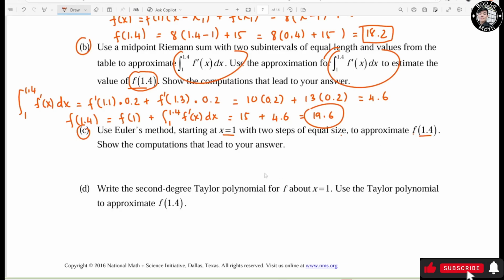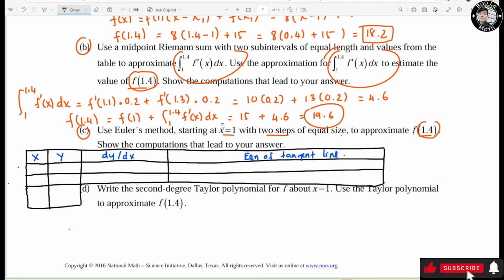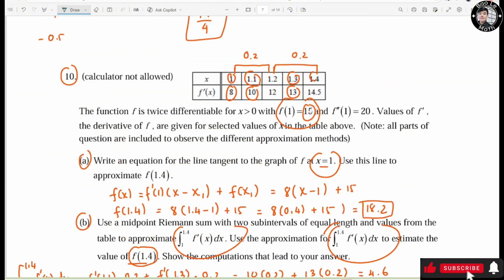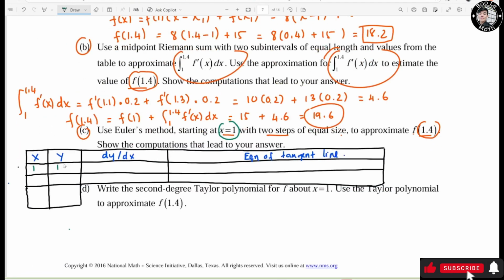Now we're going to sketch the table. We start at s equals 1, right? The y value is 15 right here. We have two steps of equal size. We end at s equals 1.4, so 1.4 is right here. This one must be 1.2.